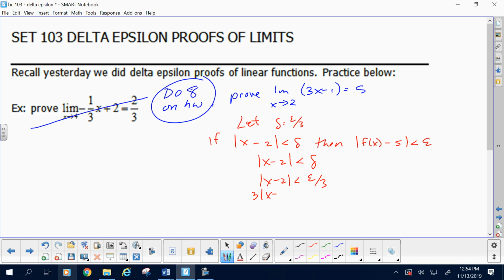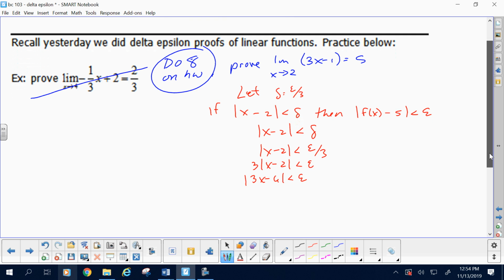Multiply both sides by 3. Can I multiply 3 into the absolute value? Would the result be the same? Yes. All right. And how do I get f of x when I have a negative 6 there, not a negative 1 or 5? Split it up into minus 1 minus 5.